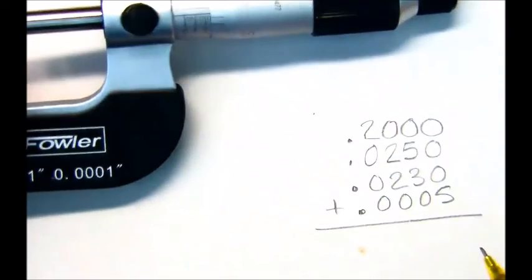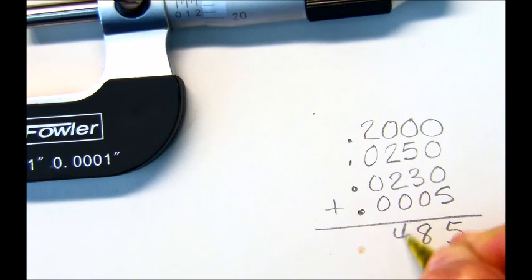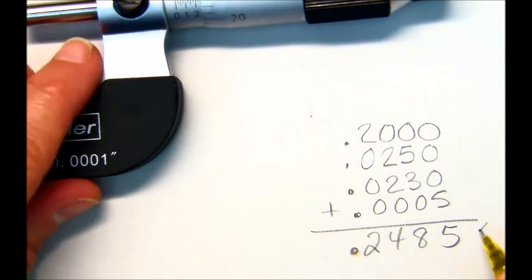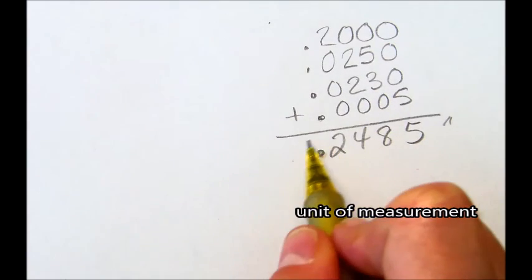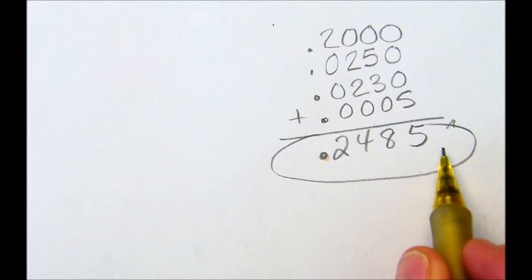And we're going to add them up, and include the decimal. And that's what this opening represents: 2,485 ten-thousandths of an inch.